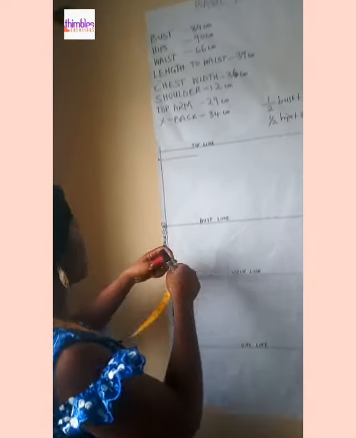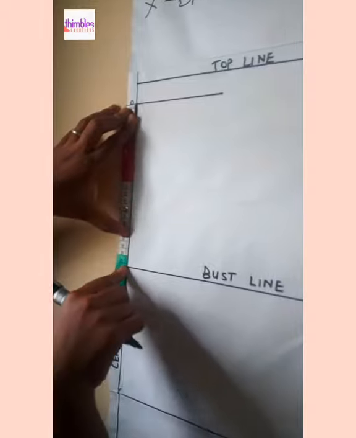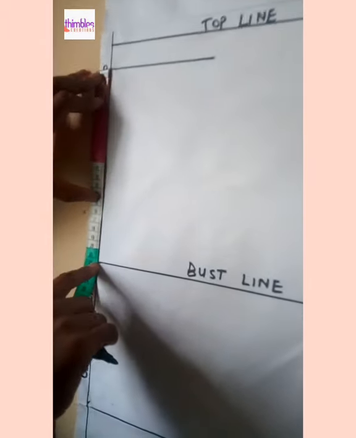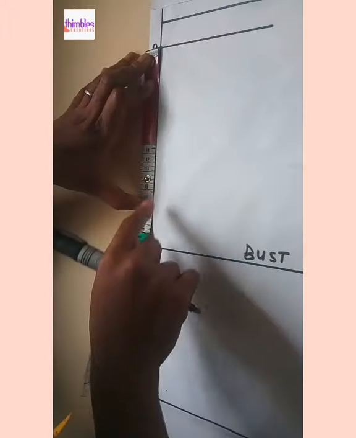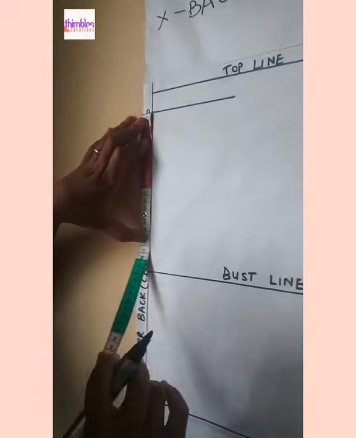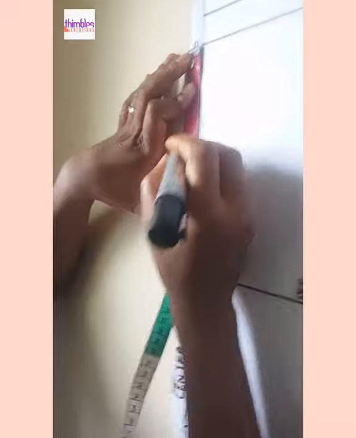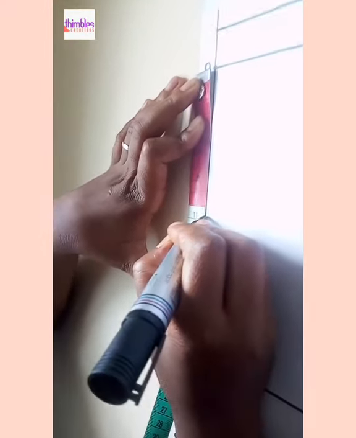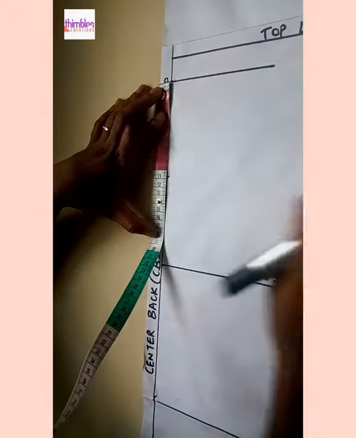I take my measurements. From point O to the bust line is 21.5 centimeters. If I divide 21.5 centimeters by 2, it gives us 10.75. This is 10 and a half, 10.75, somewhere here. Okay, I'll take it across the paper.